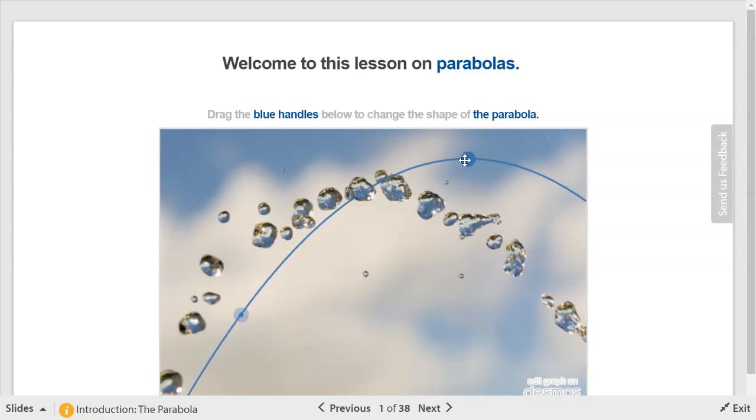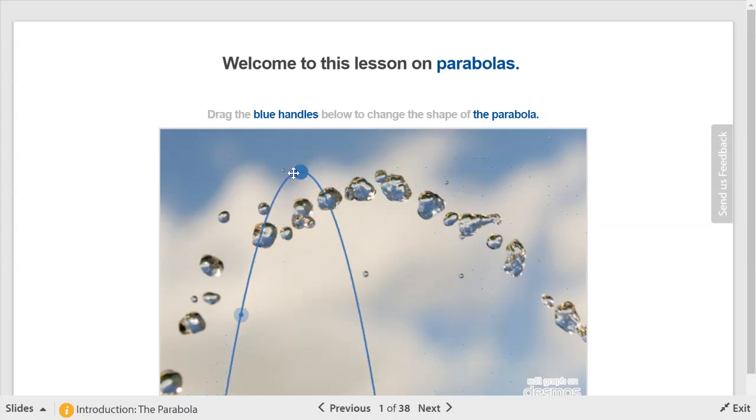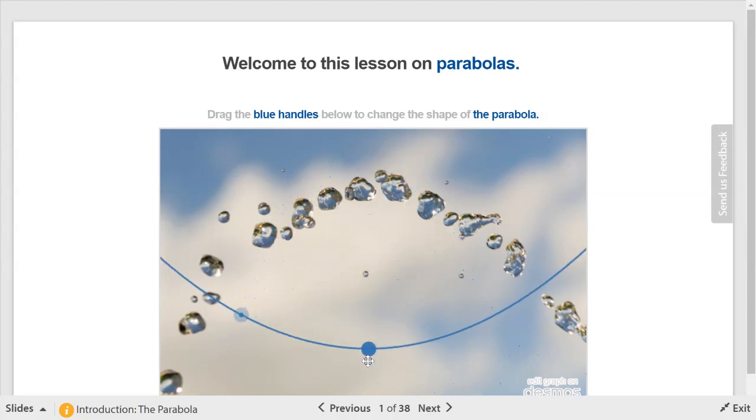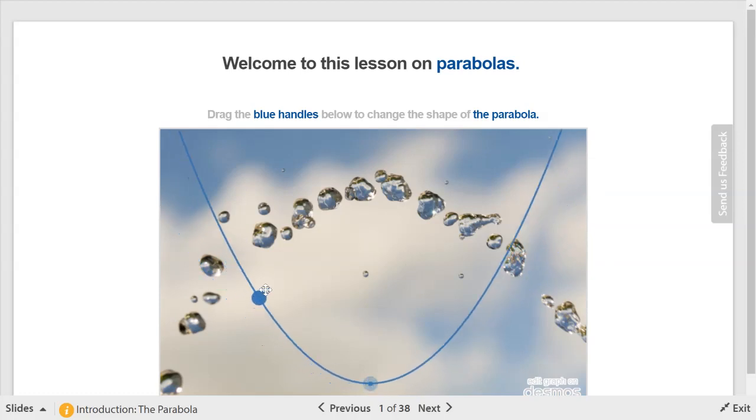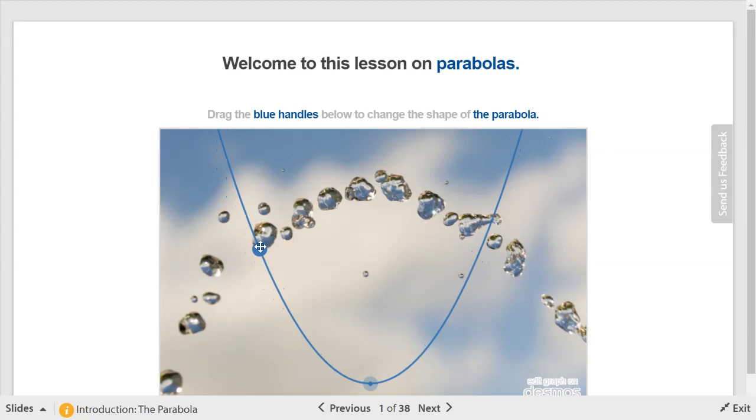You can see as the turning point moves, we can increase and decrease the steepness. We can stretch the graph horizontally, and we can also flip it over like that. But that's the turning point over there. So just an idea of the parabola and what it is.